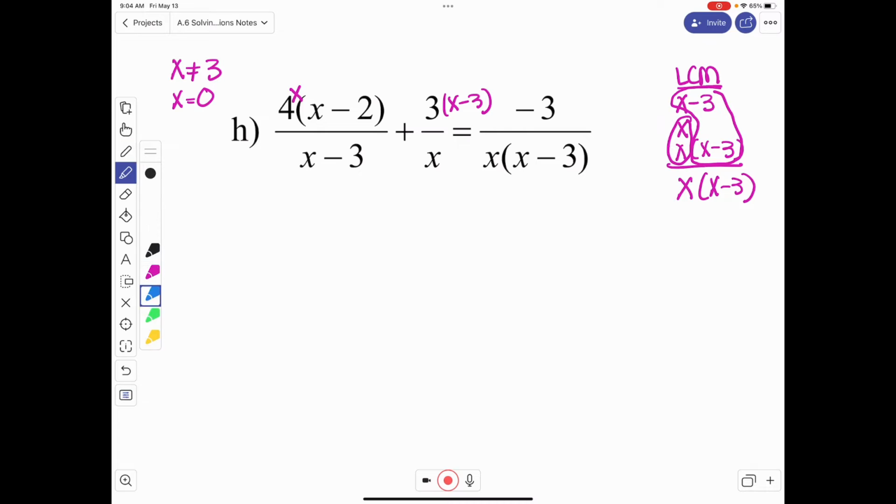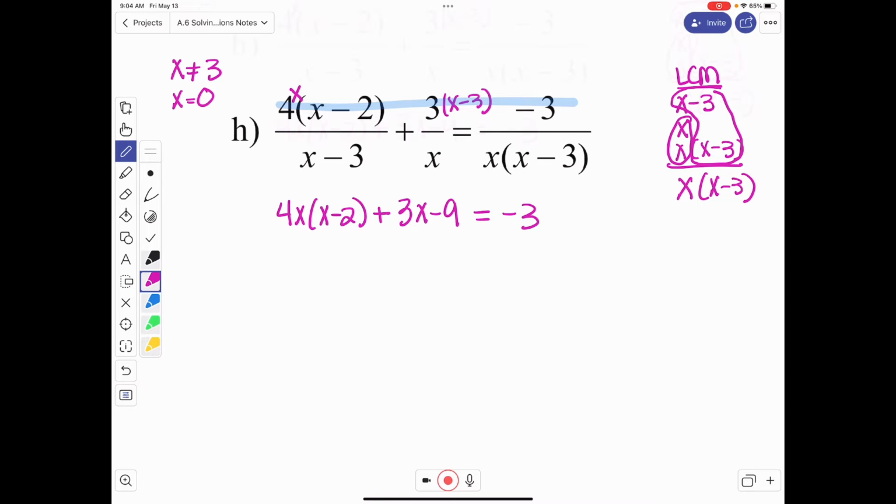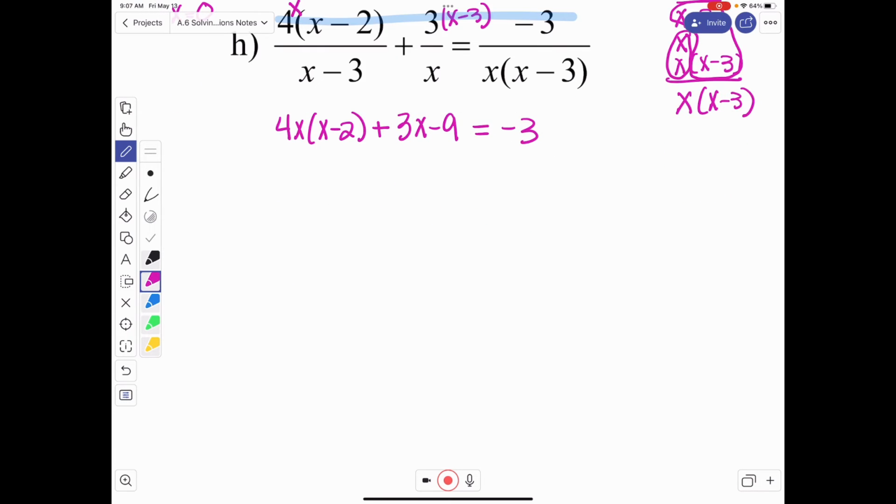Okay? So again, we are just focused on the top. It gives us a shortcut there. So I have 4x times x minus 2, plus, now since this is a positive, I'm going to go ahead and distribute that 3. 3x minus 9 equals negative 3. I do need to distribute my 4. So now we're going to distribute our 4x. So we'll get 4x squared minus 8x plus 3x minus 9 equals negative 3. So I have 4x squared. I'm going to combine the 8x and 3x, giving me negative 5x. And I'm going to go ahead and add this 3 in here, which gives me negative 6 equals 0.